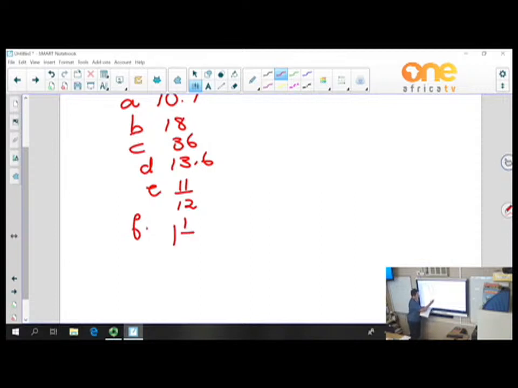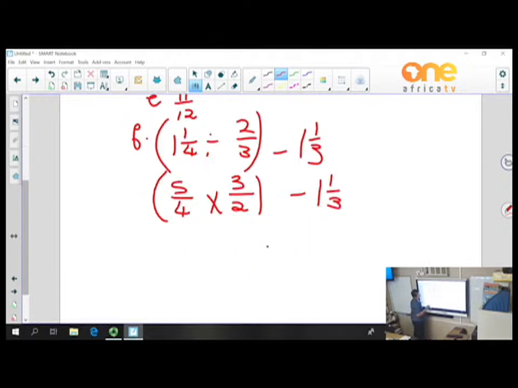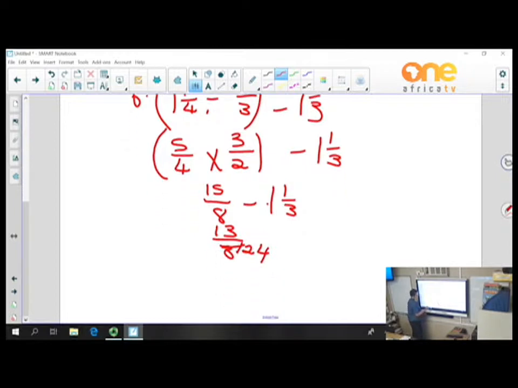Now it says 1 1/4 divide by 2/3 minus 1 1/3. So BODMAS, this is the important thing that we're looking at here. Just explaining if some of you are struggling here. So this one will be 15/8 minus that 1 1/3. So you can either change this one also now to an improper one, or you change this one to a whole number. 13/24, but it should be very easy for you. You shouldn't struggle with these sums.